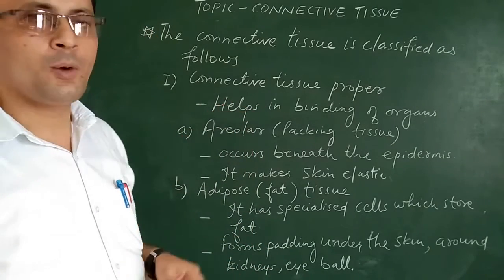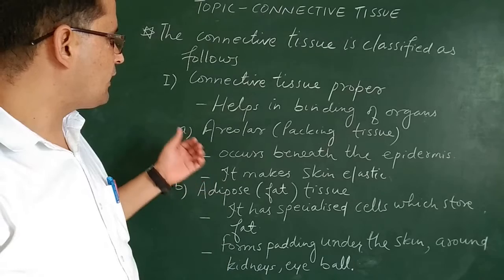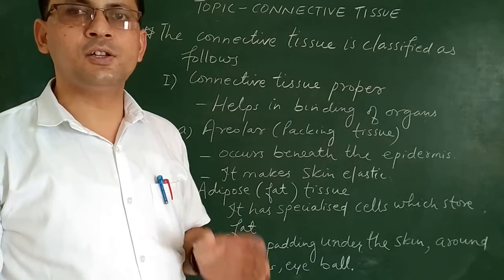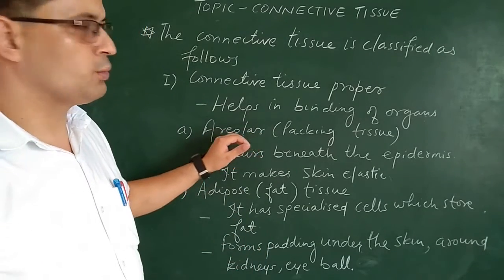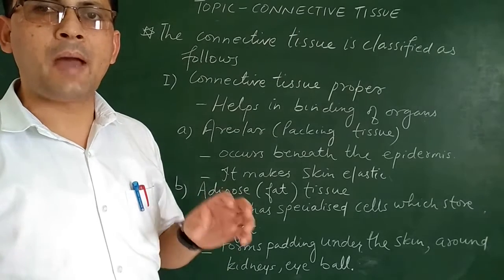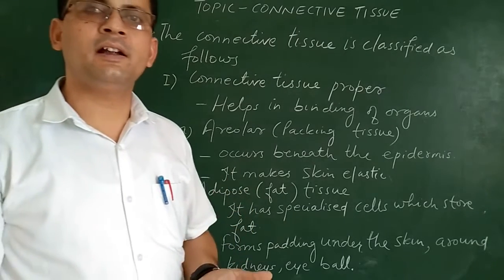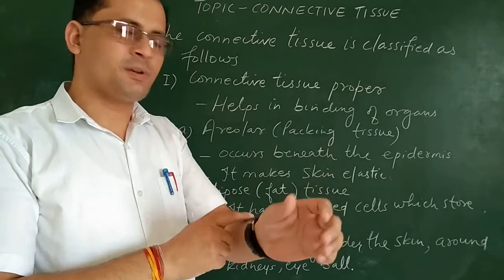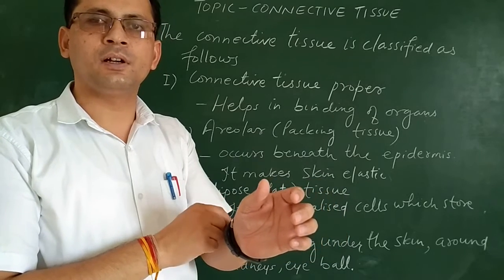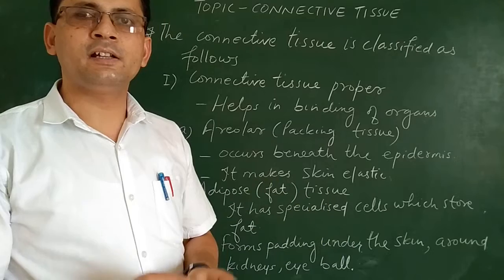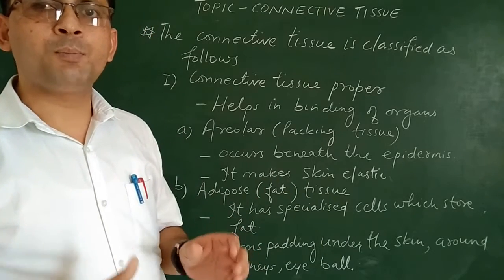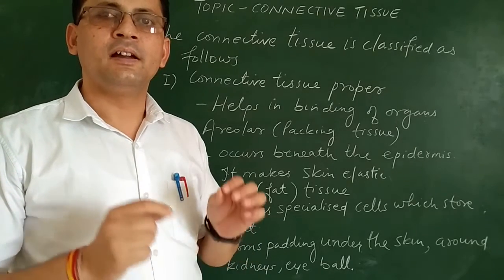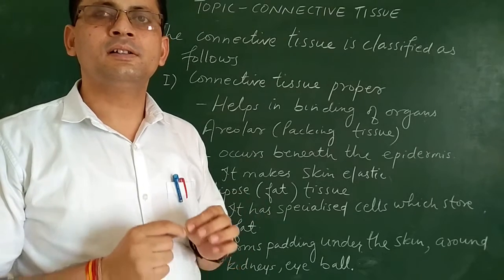Now this connective tissue proper is again subdivided into three categories, that is areolar tissue, adipose tissue, and fibrous connective tissue. Now what is this areolar tissue? It is also known as the packing tissue. Now where is it present beta? It is present beneath the epidermis. So this is the epidermal layer, and beneath it there is areolar tissue. It is also known as packing tissue, and it provides elasticity to the skin. What is the major function of this areolar tissue beta? It provides elasticity to the skin.